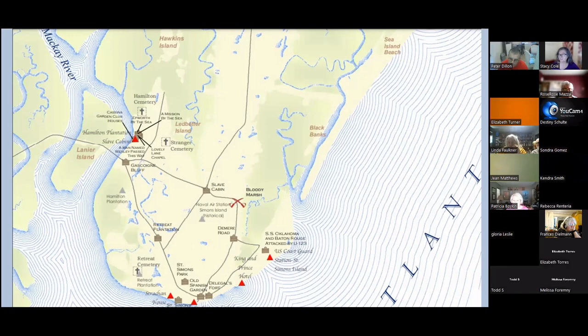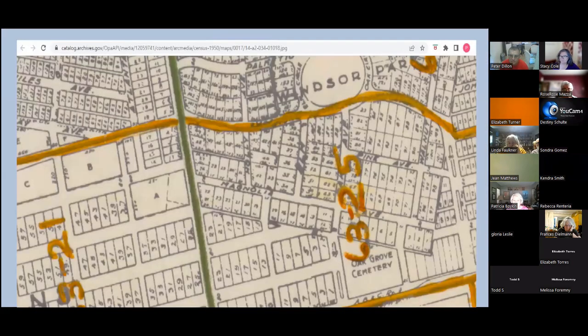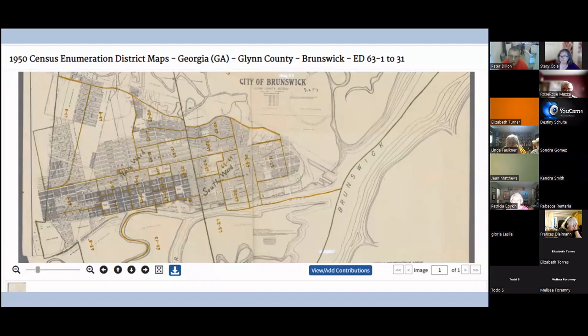I have a question about the Sanborn maps. How far back do they go? And do they cover the rural areas? Yes, so they go back into the 1880s, and they do cover rural areas.